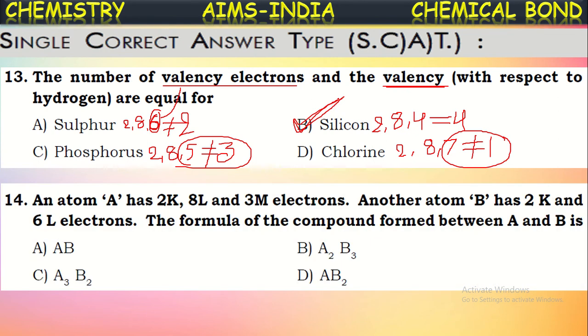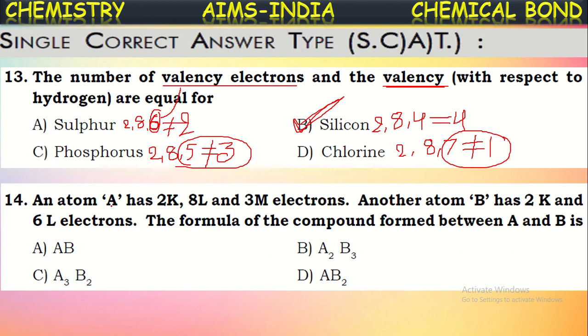An atom A has 2, 8, 3 electrons. That means 2 in the K shell, 8 electrons, 3 electrons. Another atom B has 2, 6 electrons. That means 2 electrons in the first shell, the K shell, and 6 electrons in the L shell. The formula of the compound formed between A and B is, what might be the formula of that compound?